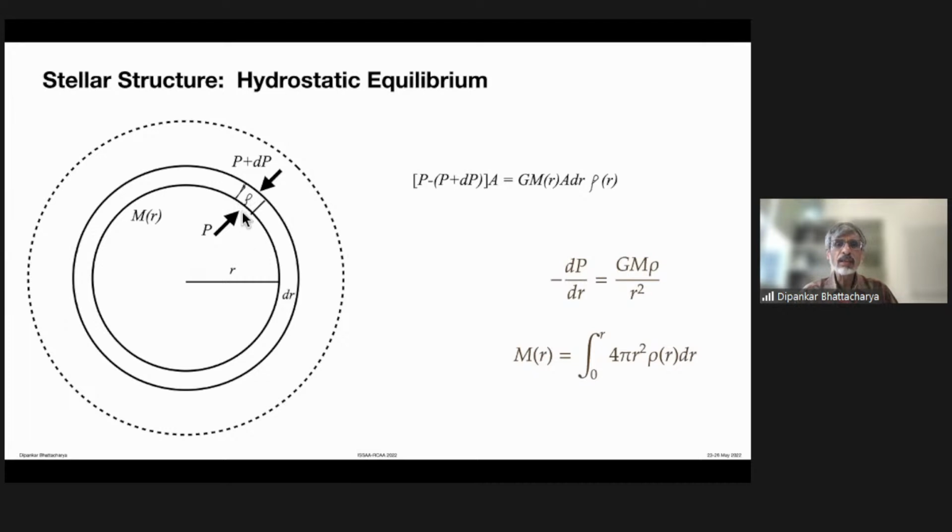Let's take a small area A over here, capital A, and then consider this volume. Its cross-sectional area is capital A. The thickness is dr. The density at this point, at distance r from the center, is rho.